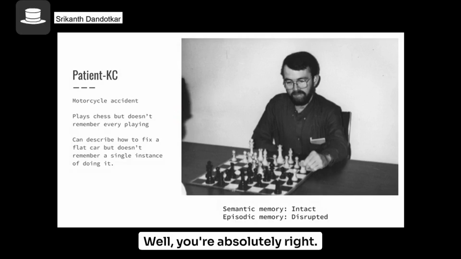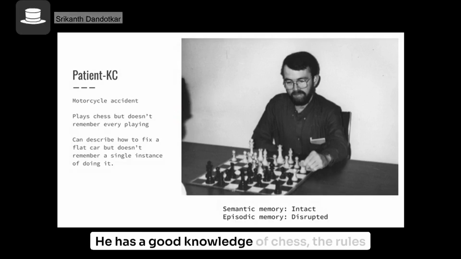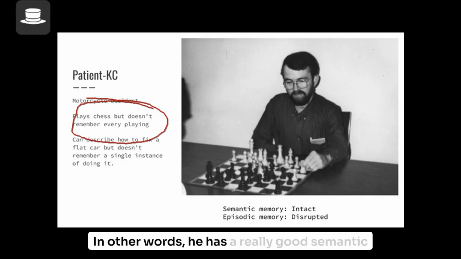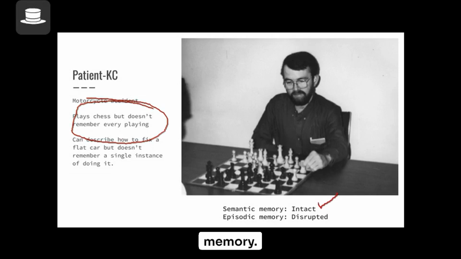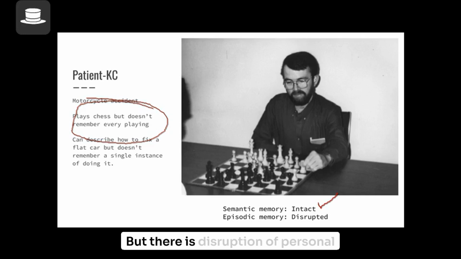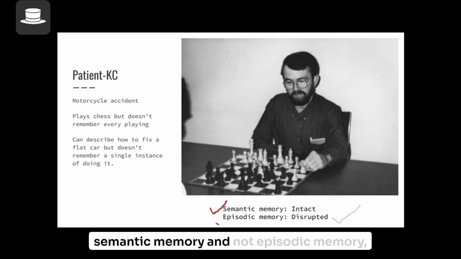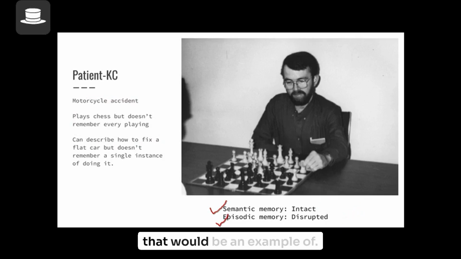Well, you're absolutely right. He has a good knowledge of chess, the rules of chess, and everything. In other words, he has a really good semantic memory, but there is disruption of personal experiences, which is episodic memory. So, if all the cases are like the KC patient, where there is always disruption to the semantic memory and not episodic memory, that would be an example of, that's right, dissociation.